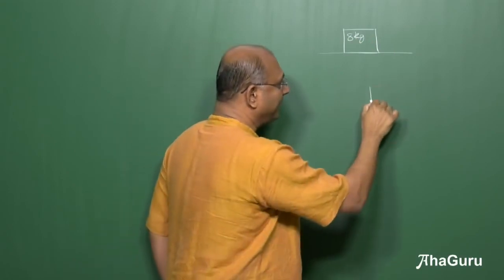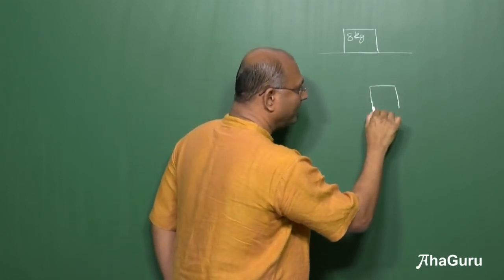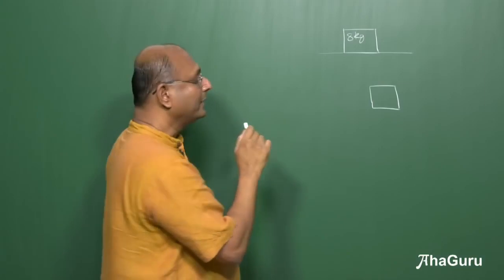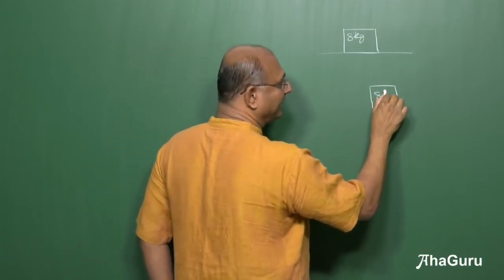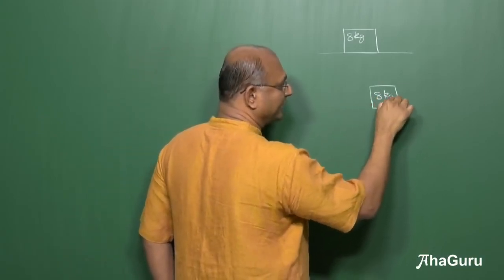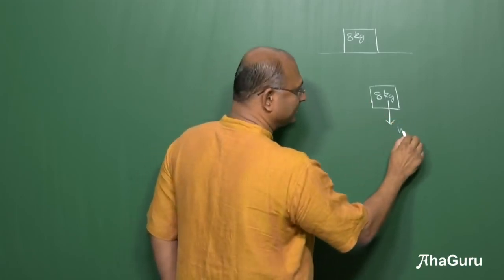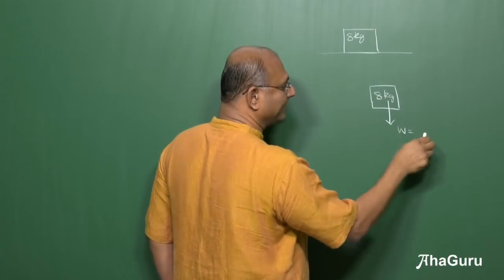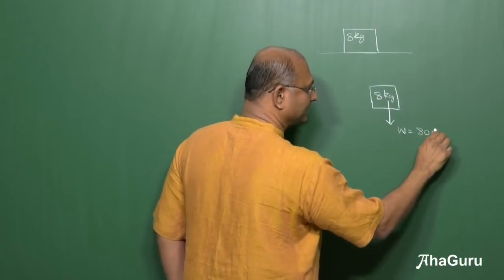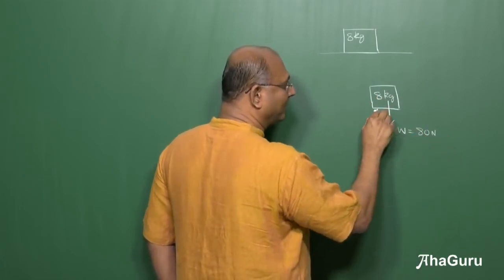First, I will separate this block out. We call this the free body diagram. So I will say I have an 8 kg block and there is one force which is the gravitational force. How much is the weight of the object? 8 into 10, 80 newtons. And then there is a normal force.